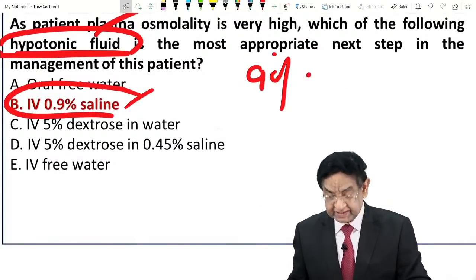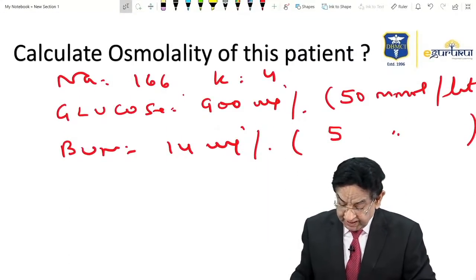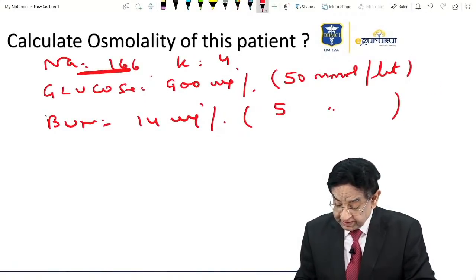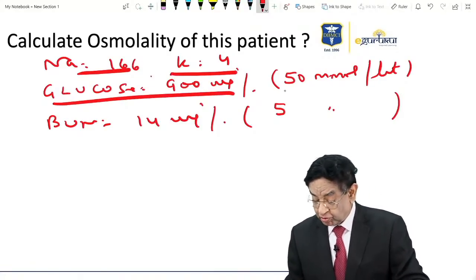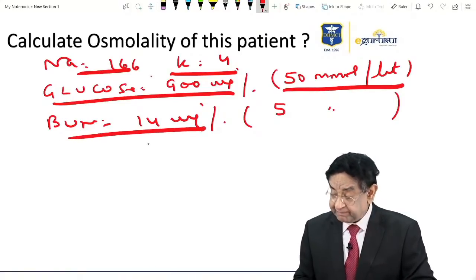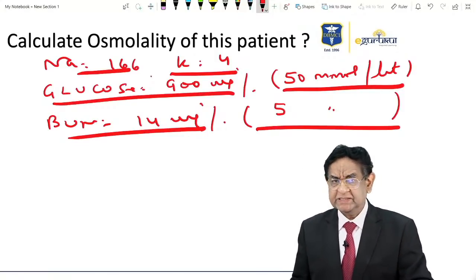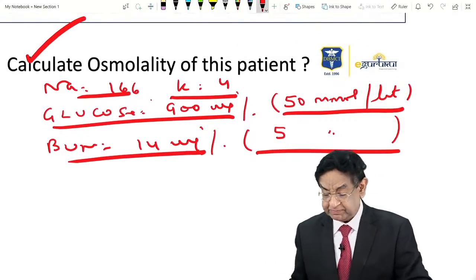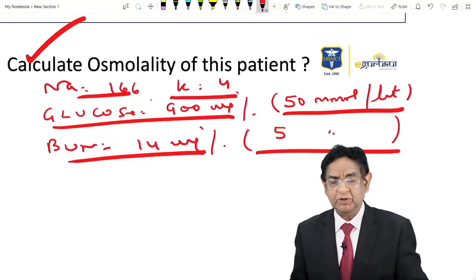And this you will never understand unless we know the basic concept about osmolality. Now in this question, sodium is 166, potassium is 4, glucose is 900 milligram, which is 50 millimole per liter. BUN is 14 milligram percent, it is 5 millimole per liter. Now I give you 60 seconds to think and answer. Calculate the plasma osmolality of this patient, and your time starts now.